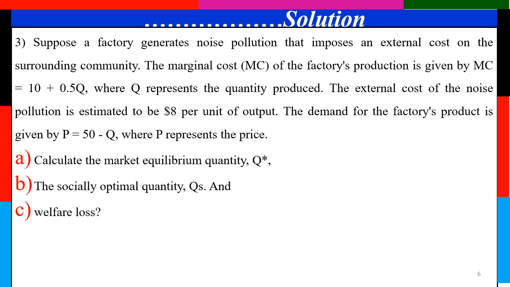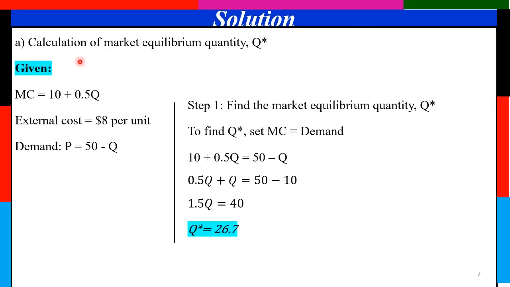Let us continue. So how can you get the market equilibrium quantity, Q star? What is given? Marginal cost is given, 10 plus 0.5 Q. External cost is given, $8 per unit. Demand function is given. Price is equal to 50 minus Q. The first step is to find the market equilibrium quantity. How can you find it? To find the market equilibrium, set the marginal cost equal to the demand.